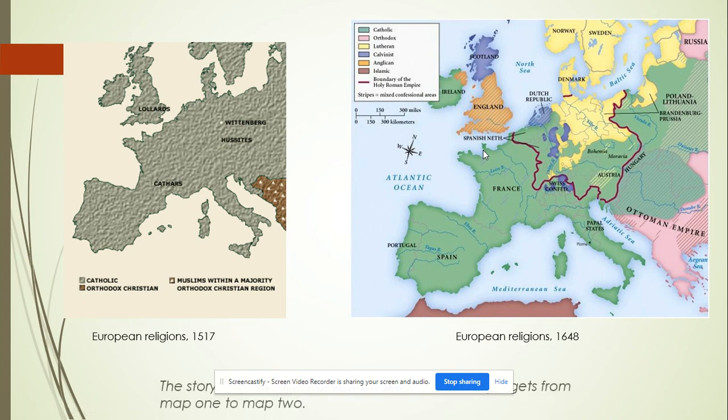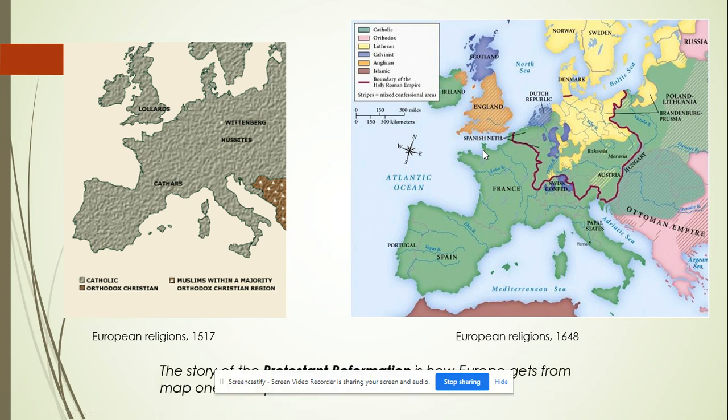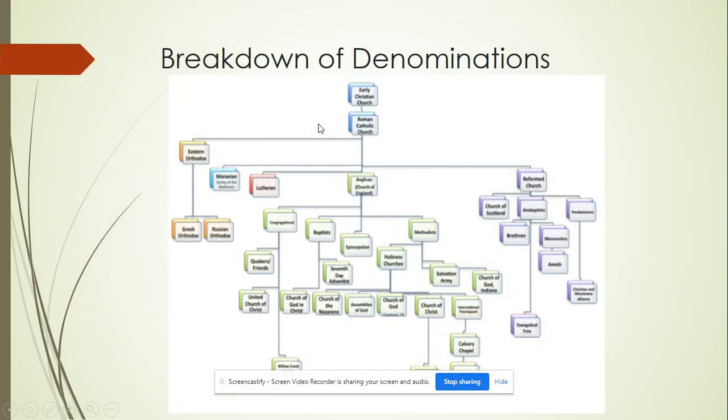So the story of this unit and the story of this guided lecture is really explaining these two maps. How do we get from here, this place of relative unity in terms of religious adherence in Europe in 1517, to 130 years later to disunity, and the story of what happens in between.